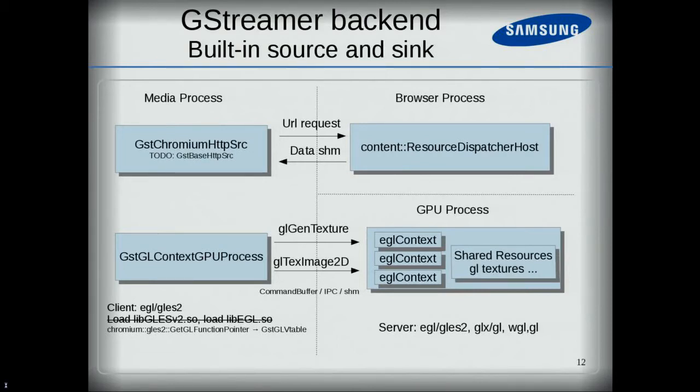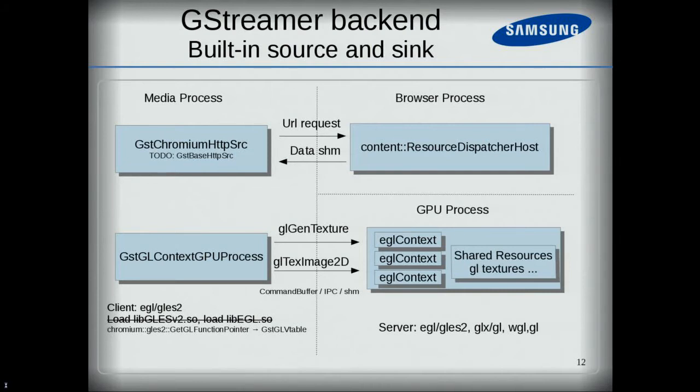So as we don't have access to the network directly and no GL directly, we have to wrap the Chromium API, for example for the source on the top. So imagine you are in the media process, you can use the Chromium API to make a request to the browser process: I want you to open this URL. This is done through IPC, and you get back data through shared memory. So we wrap this into a GStreamer element. So we won't use souphttpsrc, for example. We use this new element.